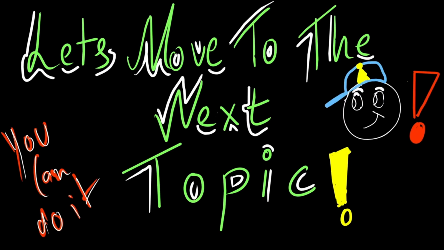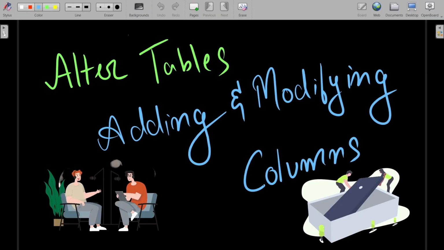So guys, let's move to the next topic. Moving on to the next topic, which is alter tables, adding and modifying columns. From here, you can get an idea that within DDL, we are going to understand what is alter table and how it works, how we add and modify the columns accordingly. So let's start understanding this particular topic.